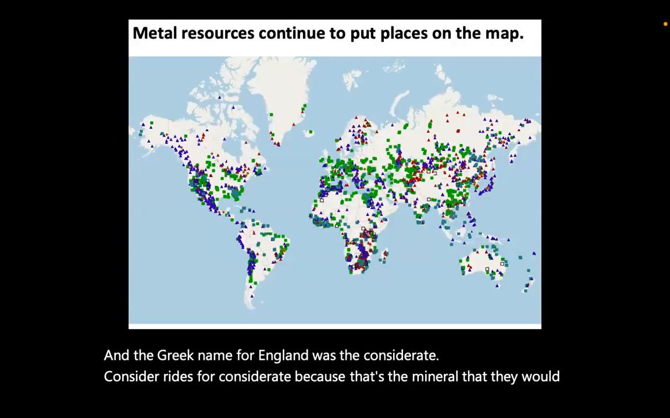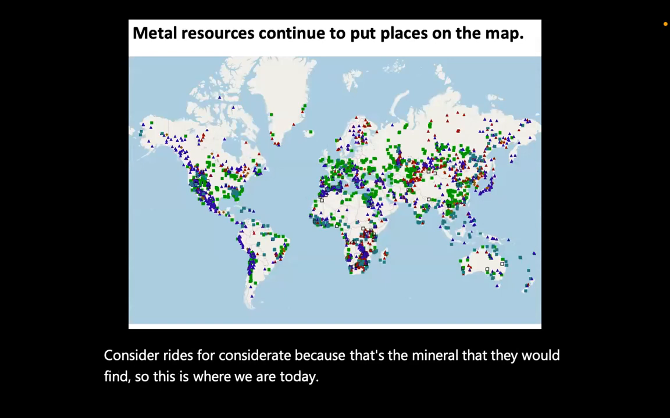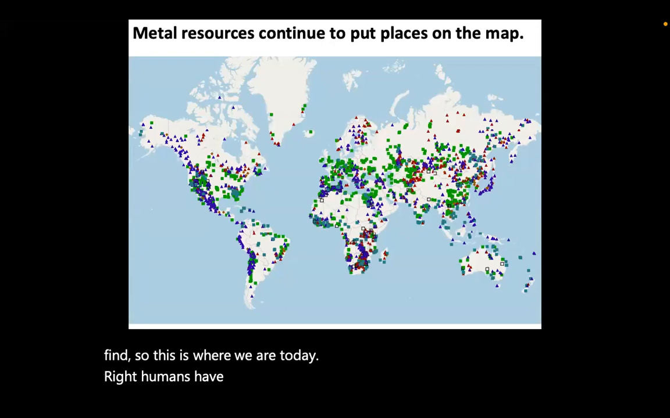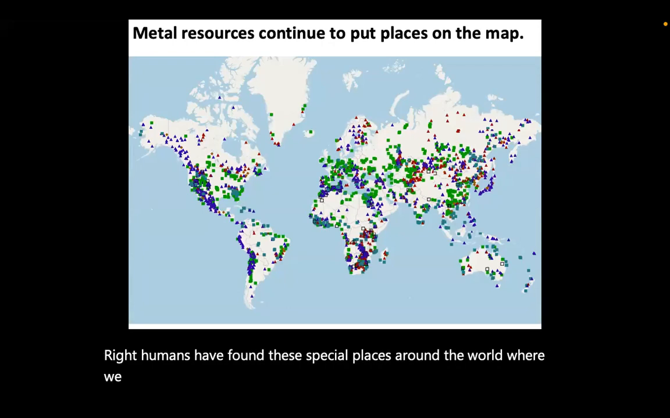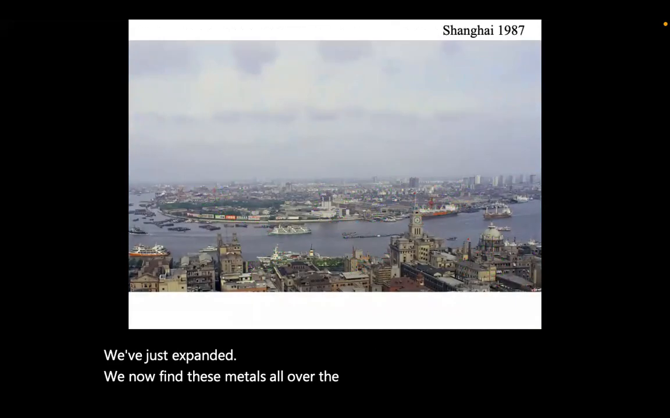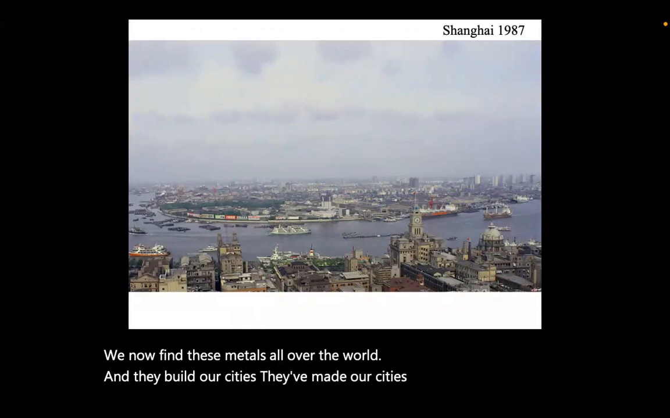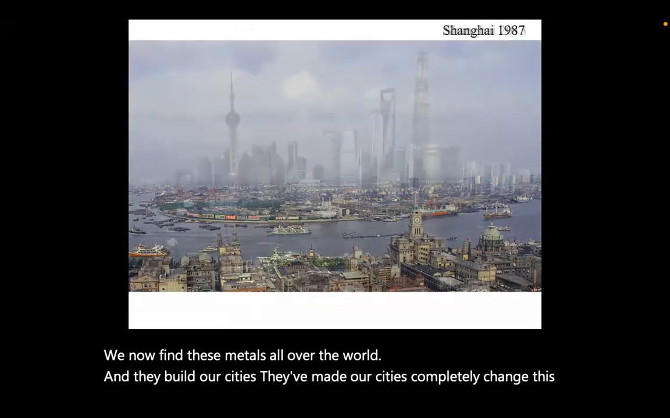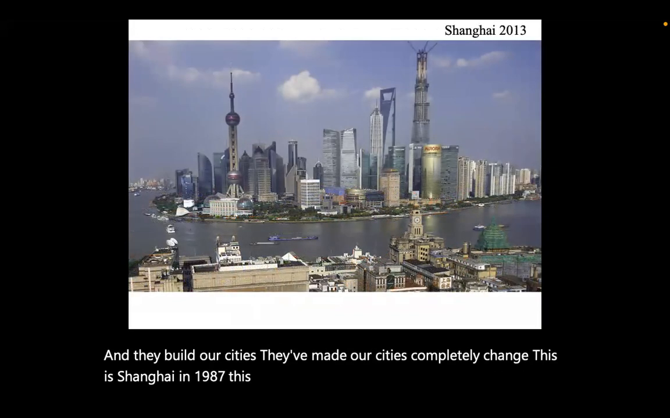So this is where we are today, right? Humans have found these special places around the world where we sourced those metals of antiquity. And we continue to do that today. We've just expanded. We now find these metals all over the world, and they build our cities. They've made our cities completely change. This is Shanghai in 1987. This is Shanghai in 2013.